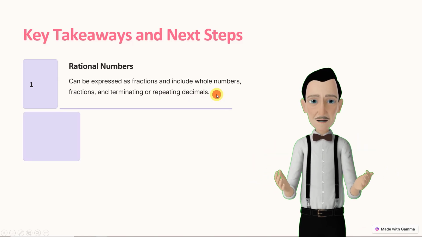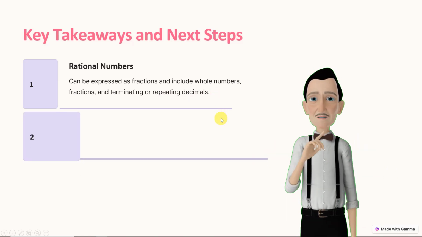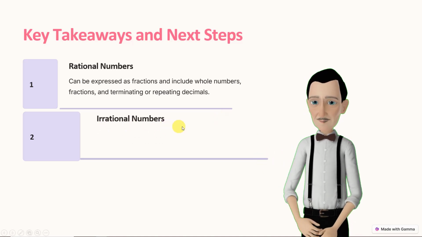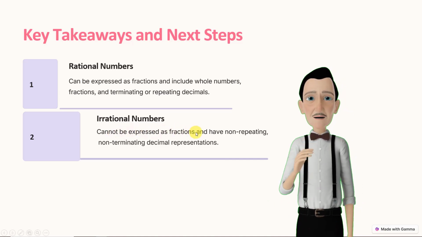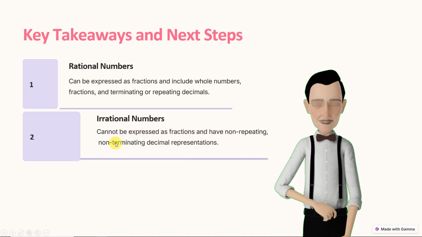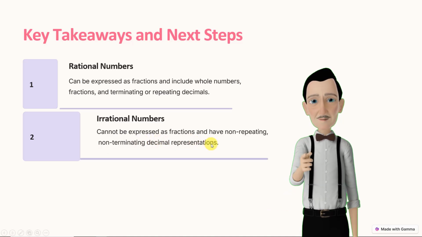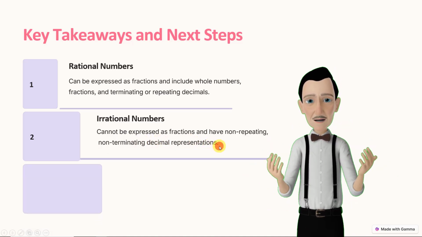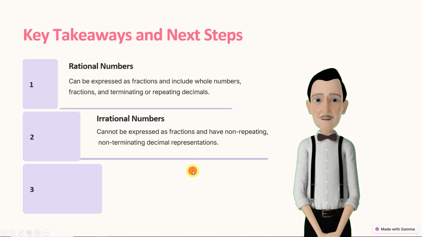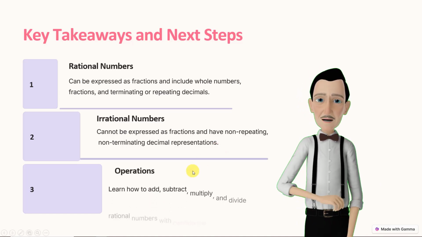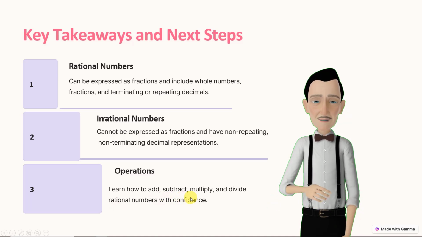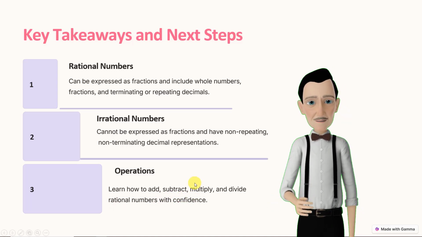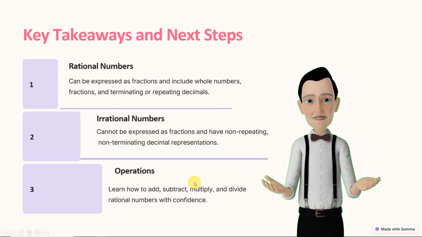The second one, of course, is irrational numbers. We did do something about irrational numbers too. They cannot be expressed as fractions and have no repeating or terminating decimal representations. Righto. And then of course the last one, the 4 operations. Learn how to add, subtract, multiply and divide rational numbers with confidence. I'm quite sure that by now guys you have got enough confidence to be able to do it. You know all about rational numbers.